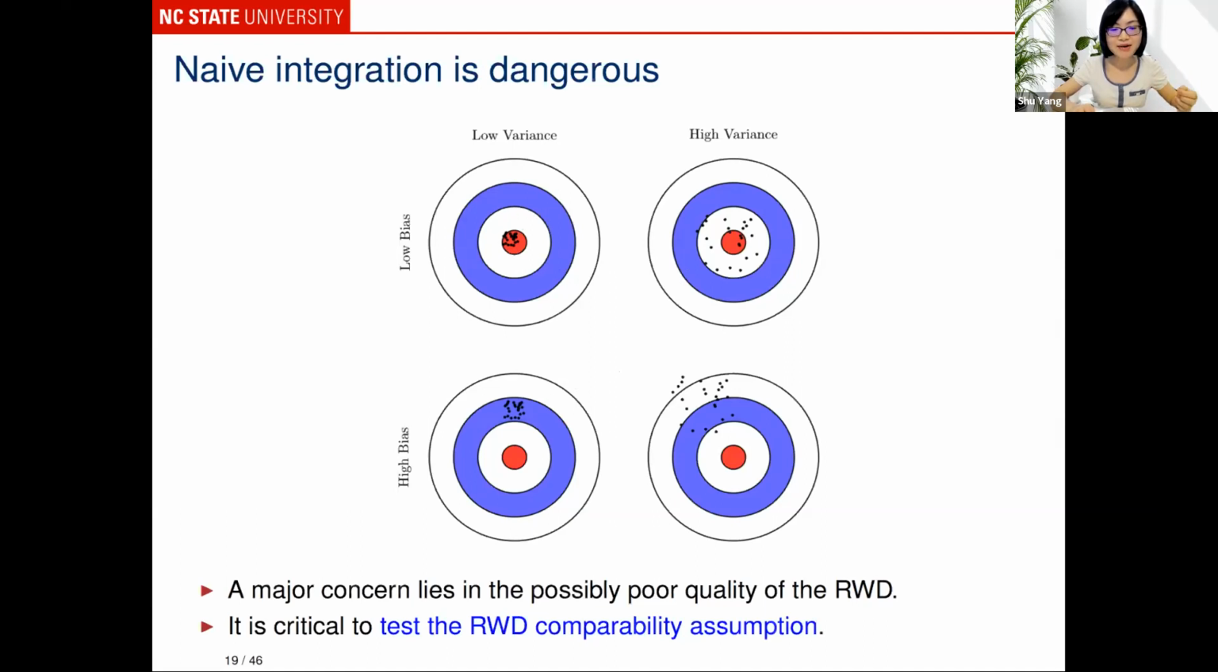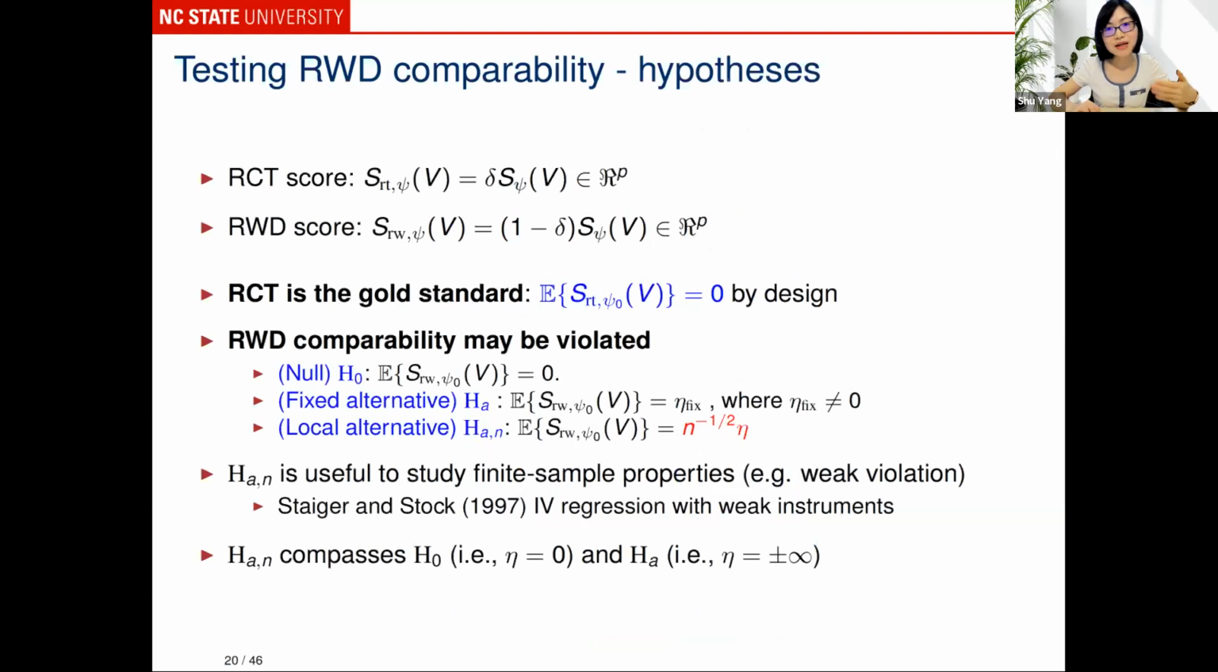But the major concern lies in the possibly poor quality of RWD. In this case, our estimate will be biased. It ends up here, and this is the worst case scenario: high bias and low variance. So it is critical to test the RWD compatibility assumption. Toward that end, we formulate the hypothesis and construct the test statistic. For simplicity, we introduce the RCT score and the RWD score. These are just the semiparametric efficient score applied to the RCT data and RWD data respectively.